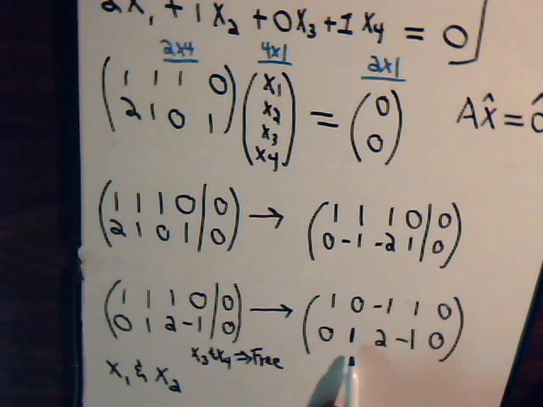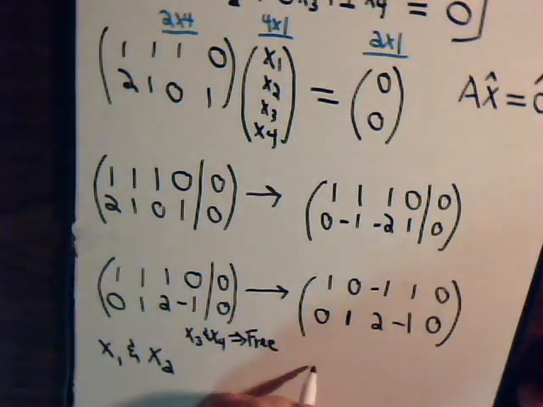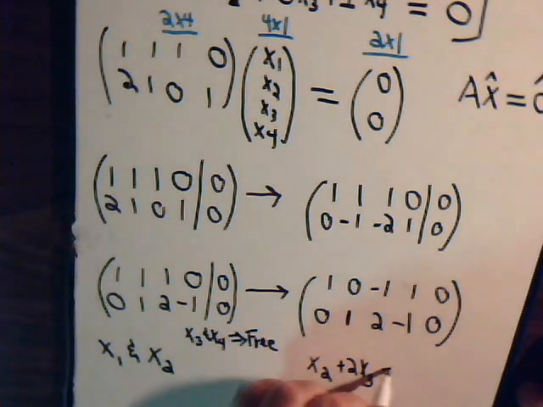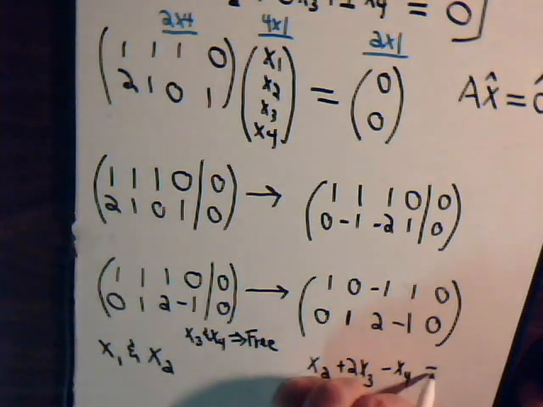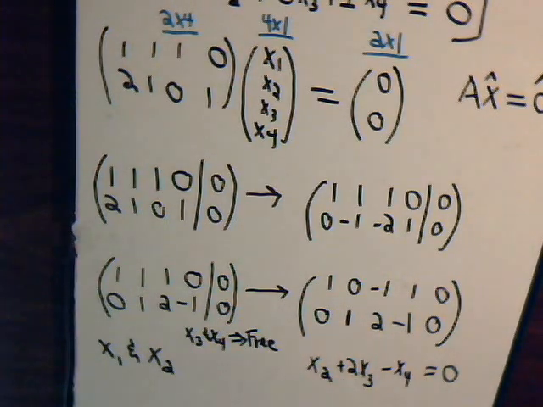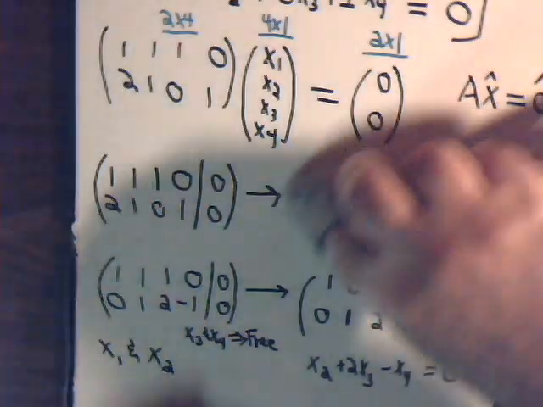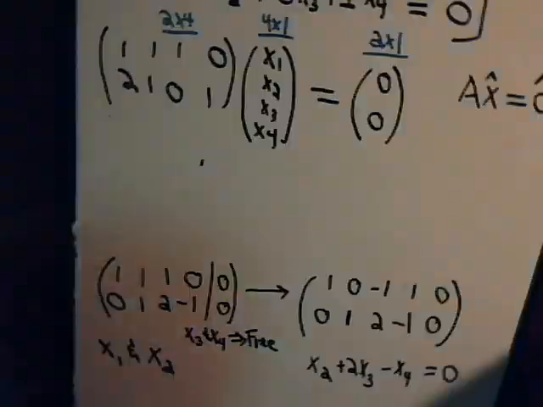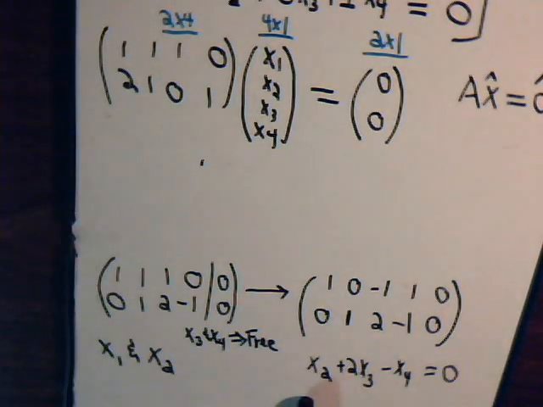Here we have x2 plus 2x3 minus x4 equals 0. And let's see, let's make some room here. We won't need this anymore. So from this, we say x2 will equal minus 2x3 plus x4.